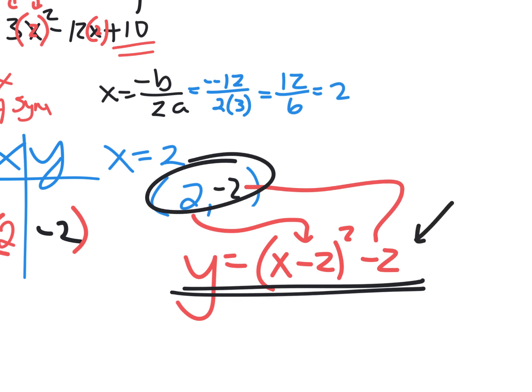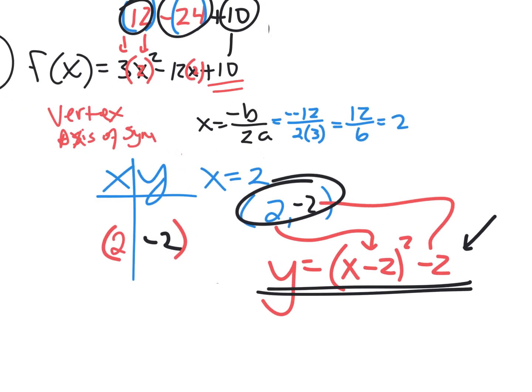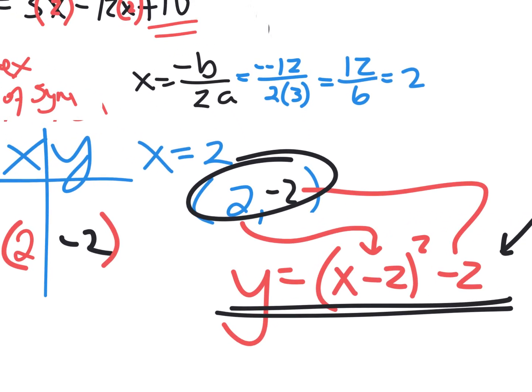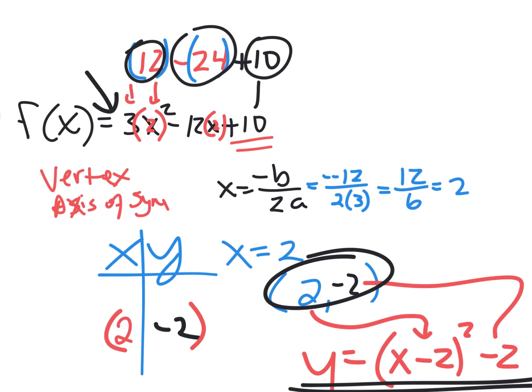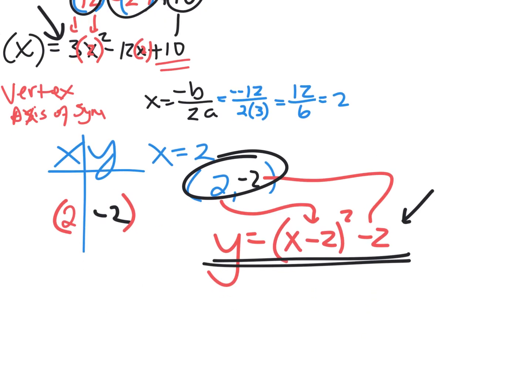Unless the parabola is upside down. Was there a negative in front of this thing? No. If there was a negative in front, I'd want to put a negative in front, but there wasn't. So, all right, I think we'll finish this after lunch.